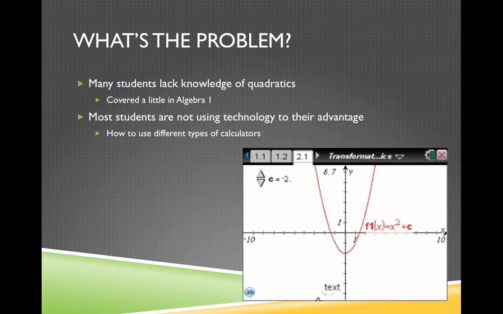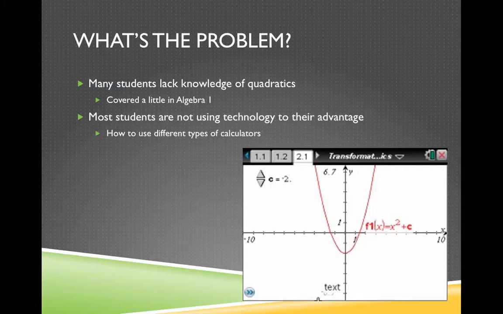Also, most students are not using the technology to their advantage. One easy way of solving a quadratic is graphing it and finding the x-intercepts. That is, to me, the easiest way to solve a quadratic, and that's the way I tell them to use on the ACT to save them some time rather than factoring or using the quadratic formula.